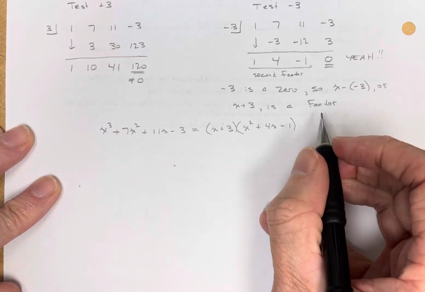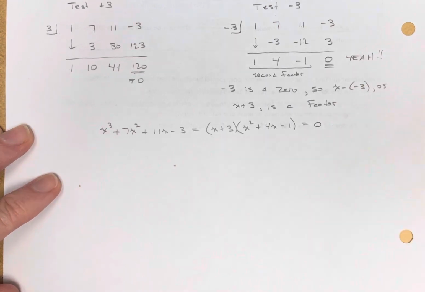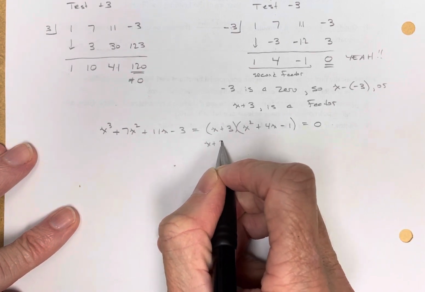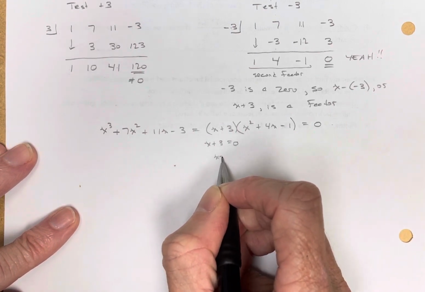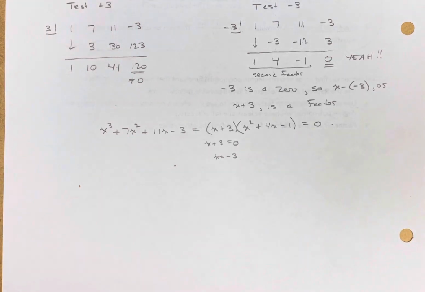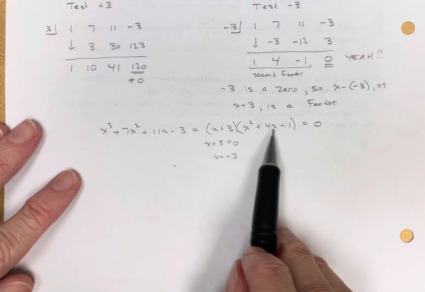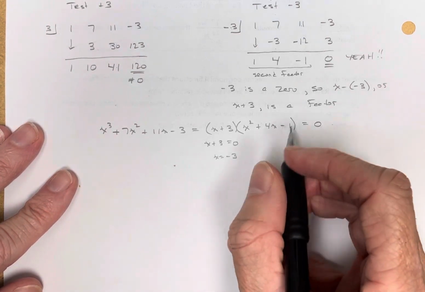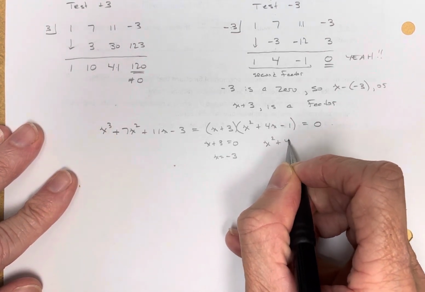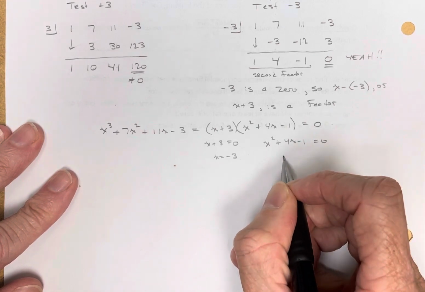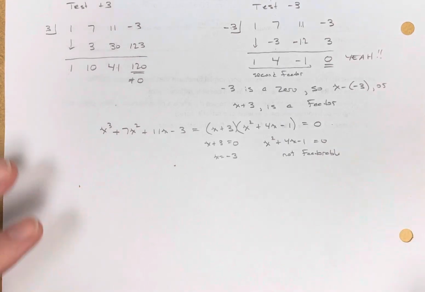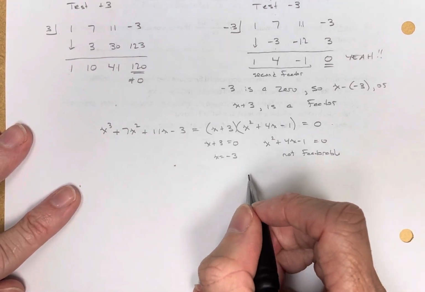And of course, to find all the zeros, we want to set this equal to 0. Well, this is pretty simple. x plus 3 is equal to 0 means that x is equal to negative 3. We knew that. Okay, that's one of our 3 zeros. The other 2 zeros, I need to factor this or use the quadratic formula. Well, this is not factorable. x squared plus 4x minus 1 equals 0 is not factorable. So I need to use the quadratic formula.